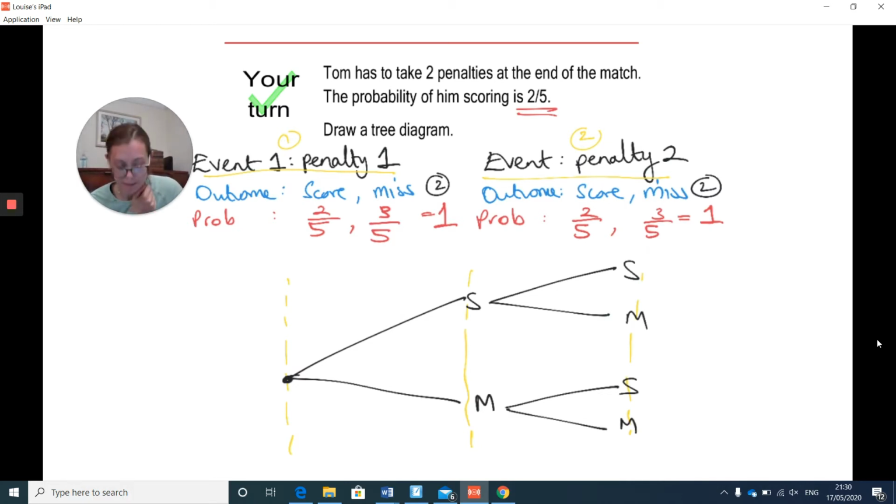There's my tree diagram. The probability in event number 1 that I score is 2/5 and that I miss is 3/5. The probability in event 2 that I score is 2/5 and I miss is 3/5, and again 2/5 and 3/5. So I've got my tree diagram set up.